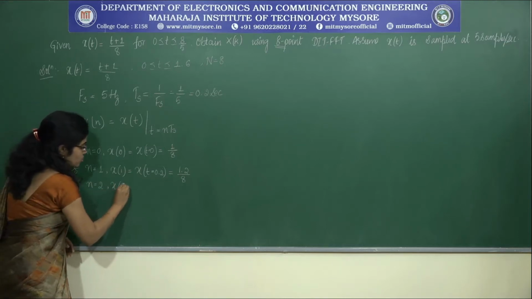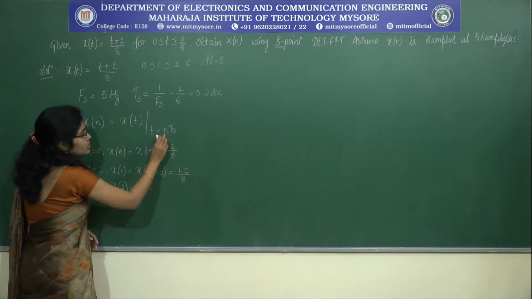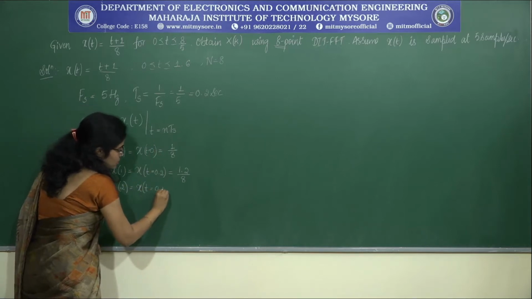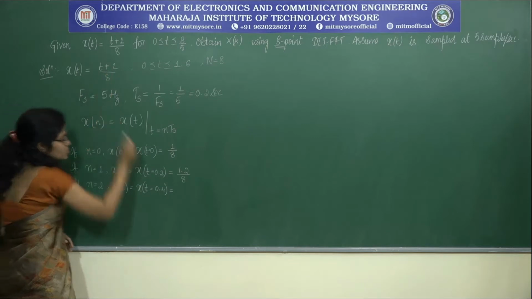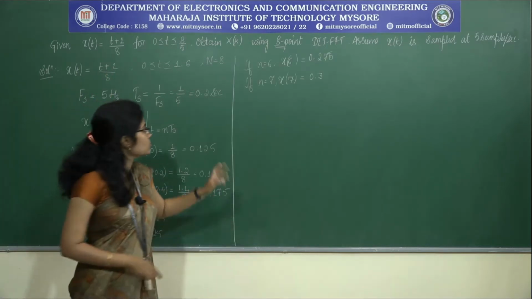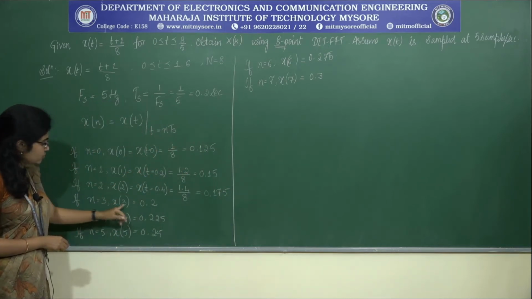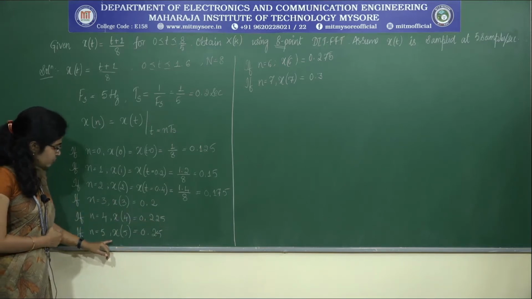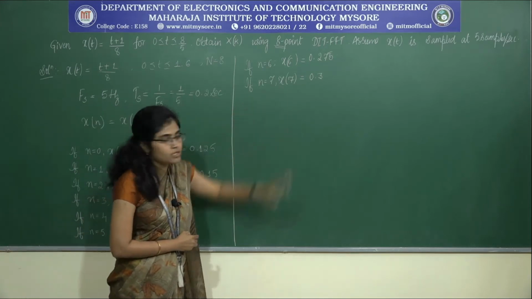So x of 2 will be equal to x of t, where n value is 2, ts value is 0.2, 2 into 0.2 is 0.4. This will be equal to t is 0.4 plus 1 is 1.4 divided by 8. So if I substitute all the values for n from 3, x of 3 is 0.2, x of 4 is 0.225, x of 5 is 0.25, x of 6 is 0.275, x of 7 is 0.3.